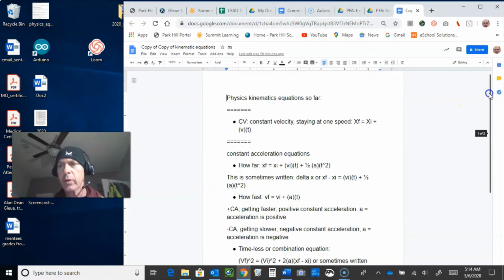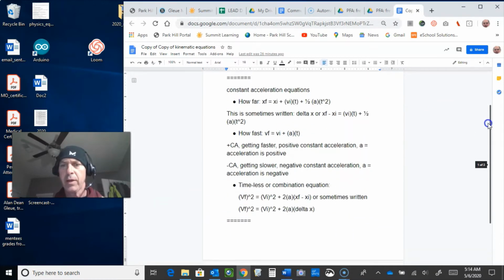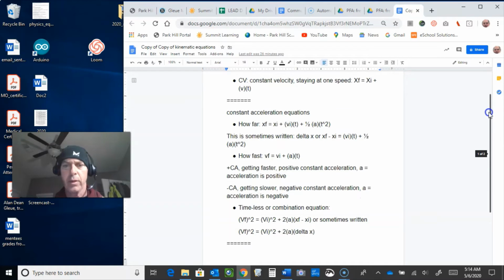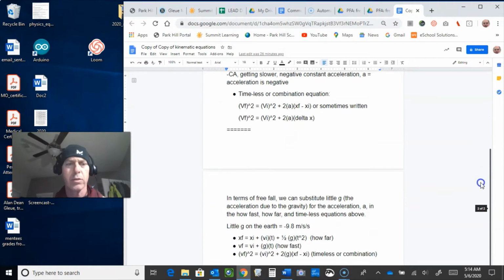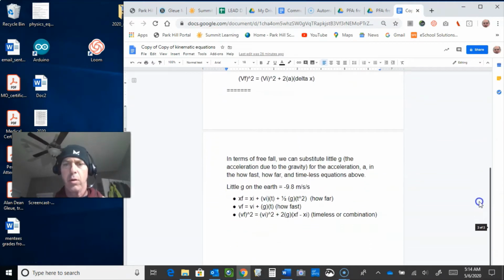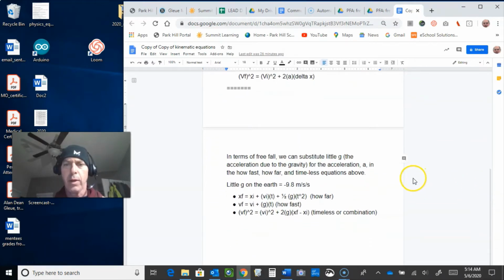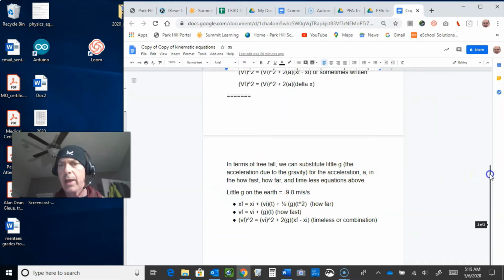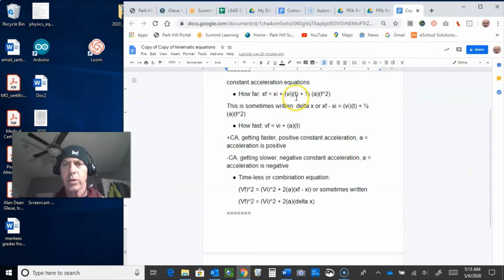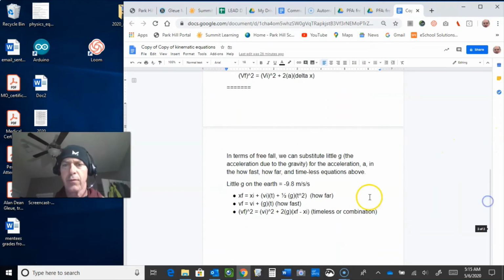We've used those with previous PFA and some previous stuff we've been doing. We also have our timeless equation, which combines our how far and how fast and factors out time. So in terms of free fall, we have these same equations. We're not going to change those at all. Often though, websites or textbooks might take that acceleration, the a that we have in these equations, and substitute little g for that.